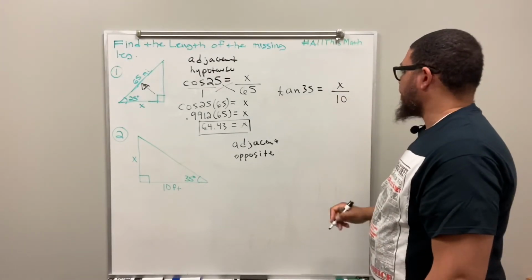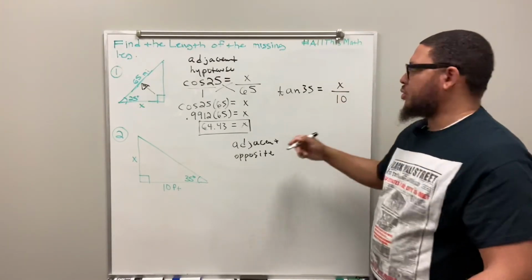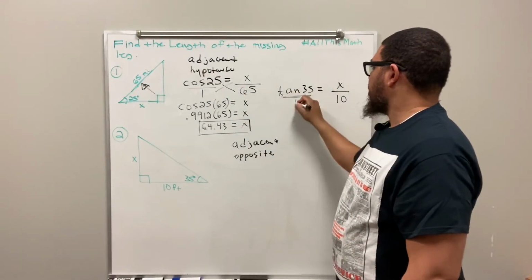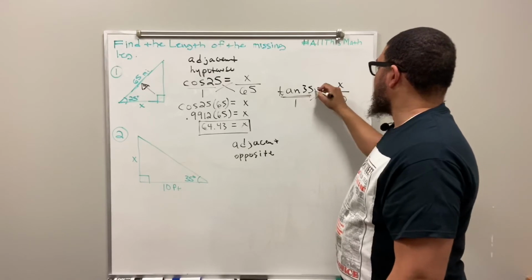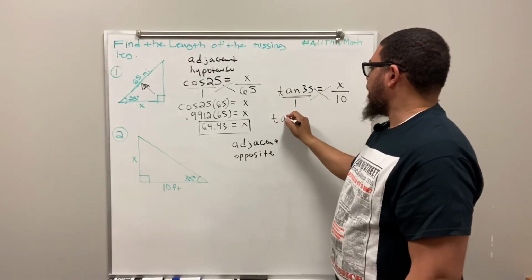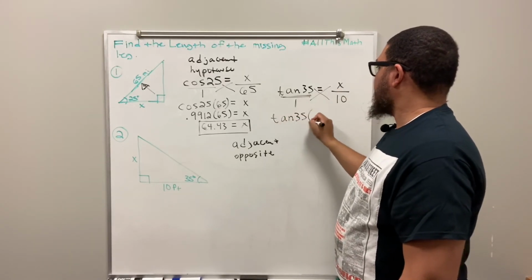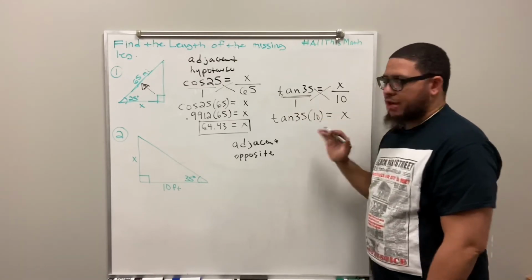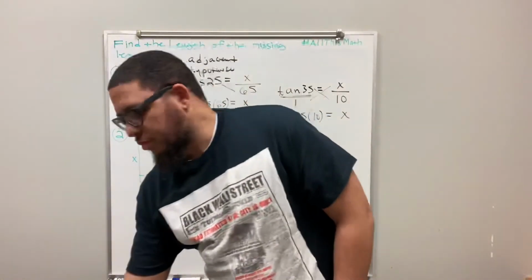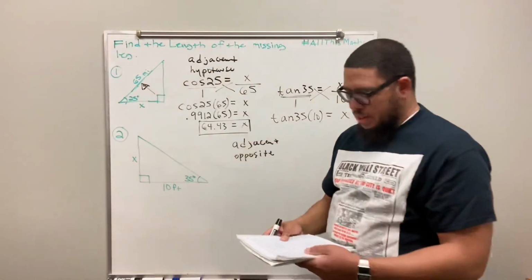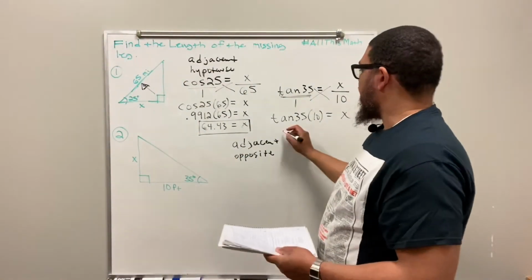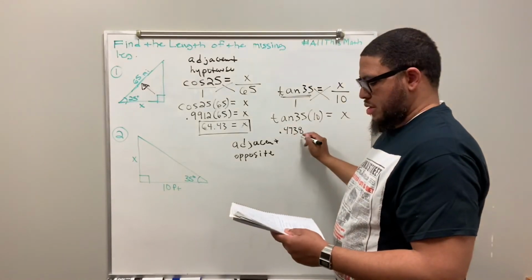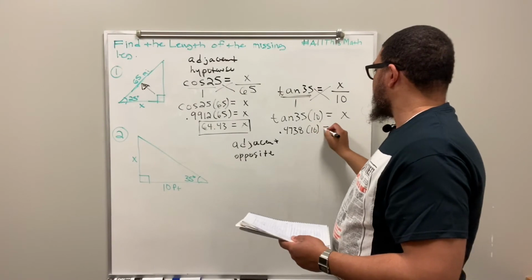Got that right there. And basically to solve for x, we're going to do the same thing we did in the first problem. I can make this look like a fraction, put a 1 underneath, cross multiply. I get tangent 35 times 10 is equal to x. And then my tangent 35, I calculate that to be 0.4738. And then I multiply that by 10.